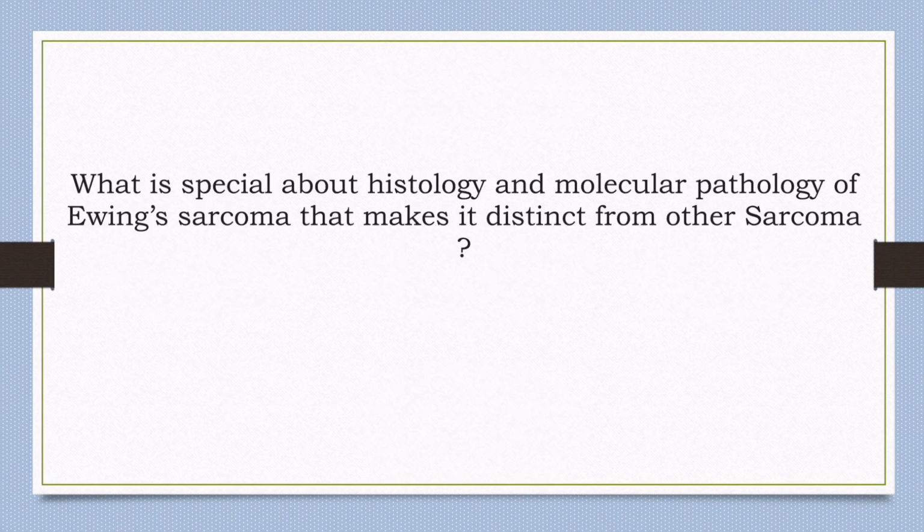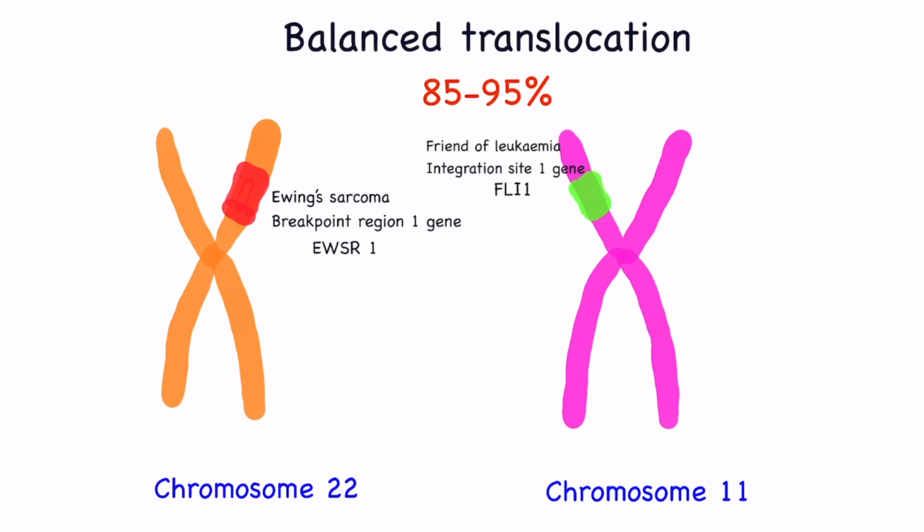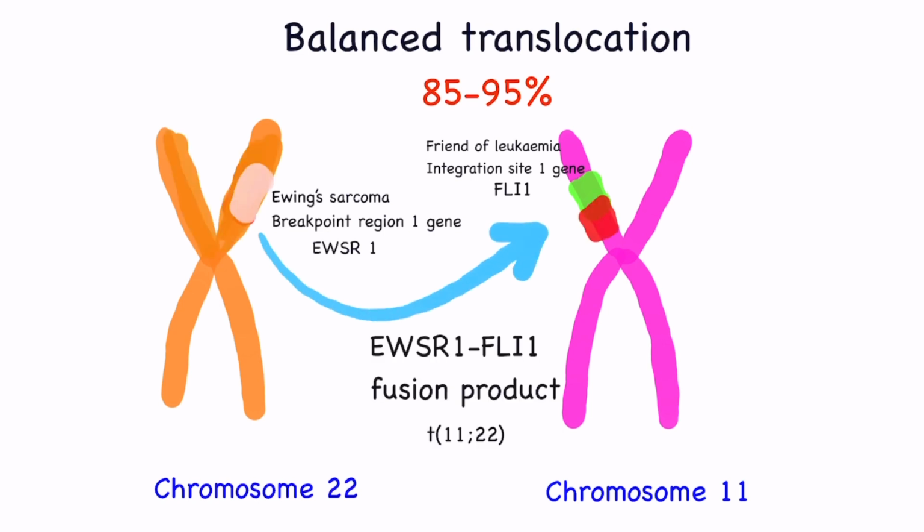What is special about histology and molecular pathology of Ewing sarcoma? Ewing sarcoma carries a balanced translocation. In 85 to 95% of all Ewing sarcoma patients, this rearrangement fuses the Ewing sarcoma breakpoint region 1 gene, EWSR1, on chromosome 22 to the friend of leukemia virus integration site 1 gene, FLI1, on chromosome 11. The resulting fusion product functions as an oncoprotein that is both necessary and presumably sufficient for tumorigenesis.